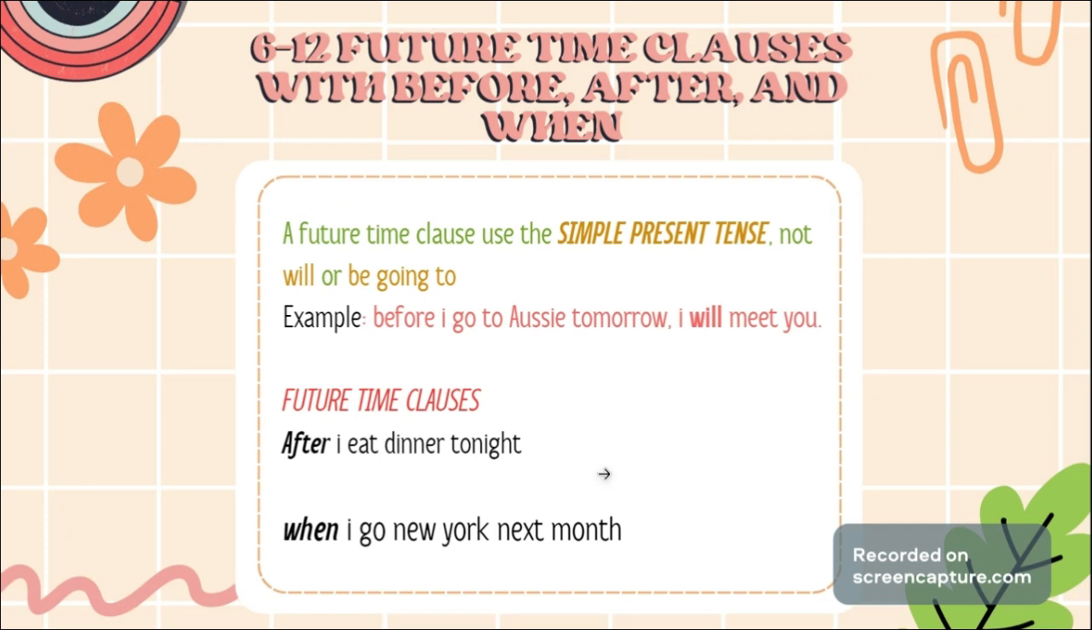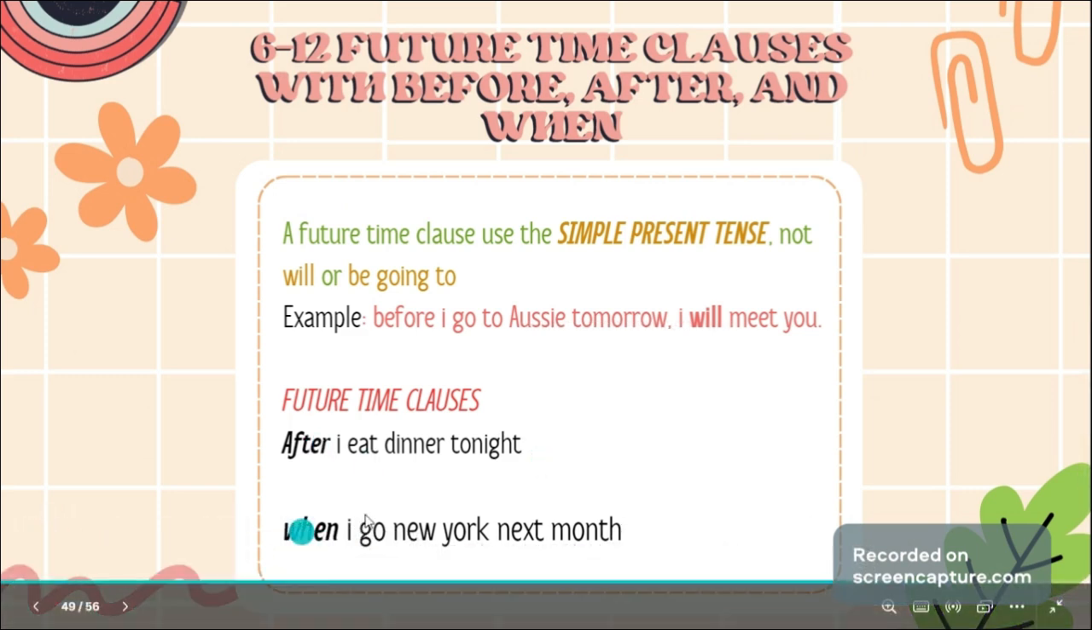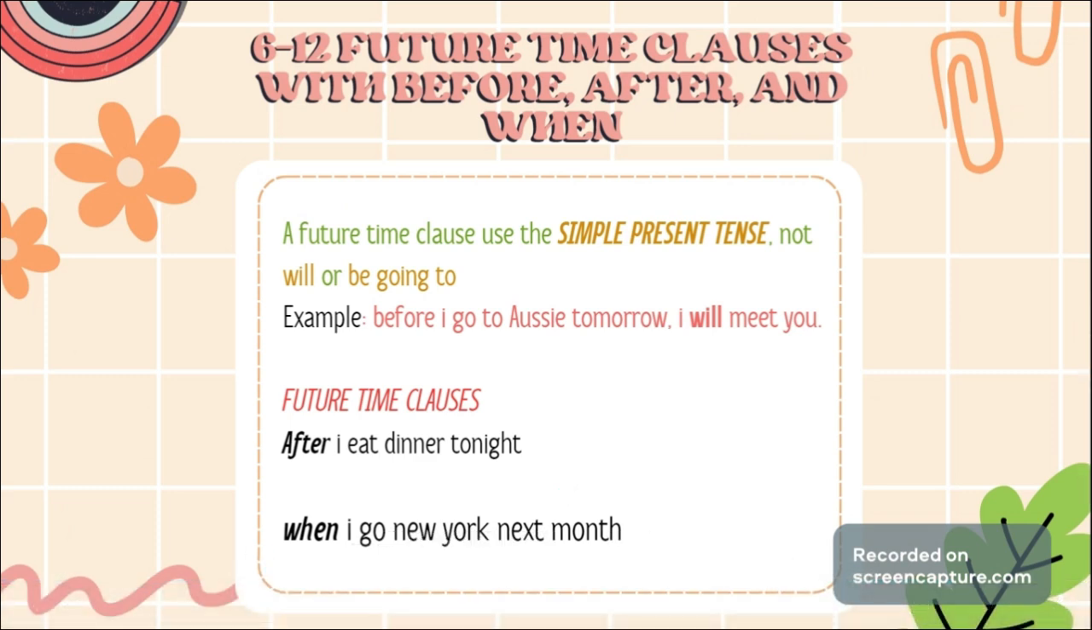Next, future time clauses with before, after, and when. A future time clause uses the simple present tense, not will or be going to. Example: before I go to Aussie tomorrow, I will meet you. It's a simple present tense. And for future time clause, we use: after I eat dinner tonight, when I go to New York next month. It indicates after and when.